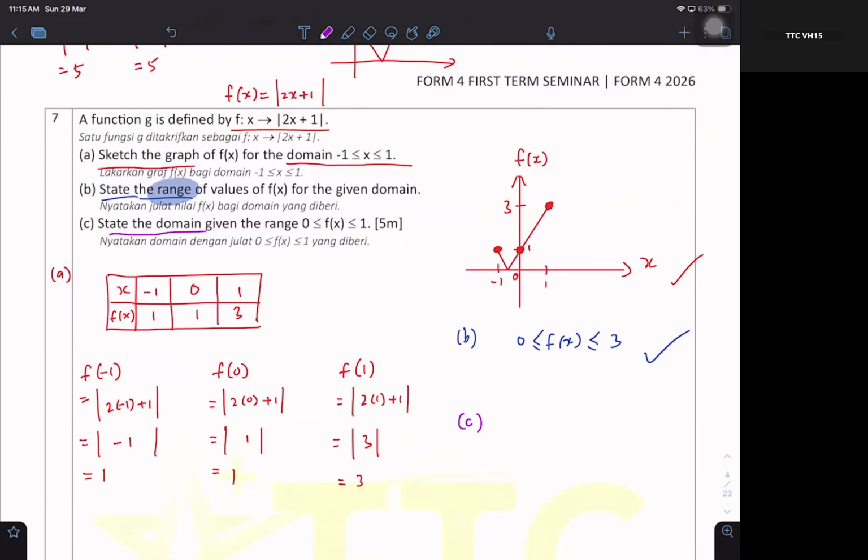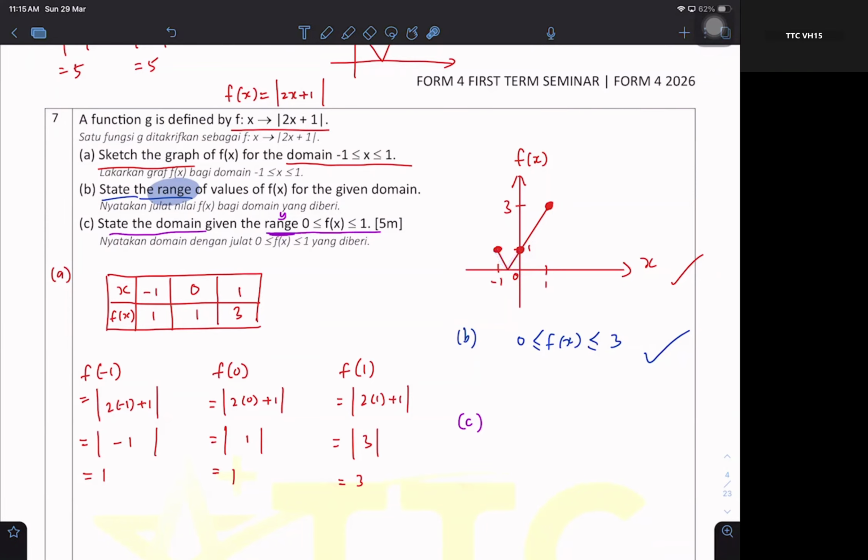State the domain given the range is this. This one, you need to look at the picture. If the range is between 0 and 1, what is range again? Range is the y, right? So if the y is between 0 and 1, you look at the graph that you draw. Where? Here. Then our graph is here.